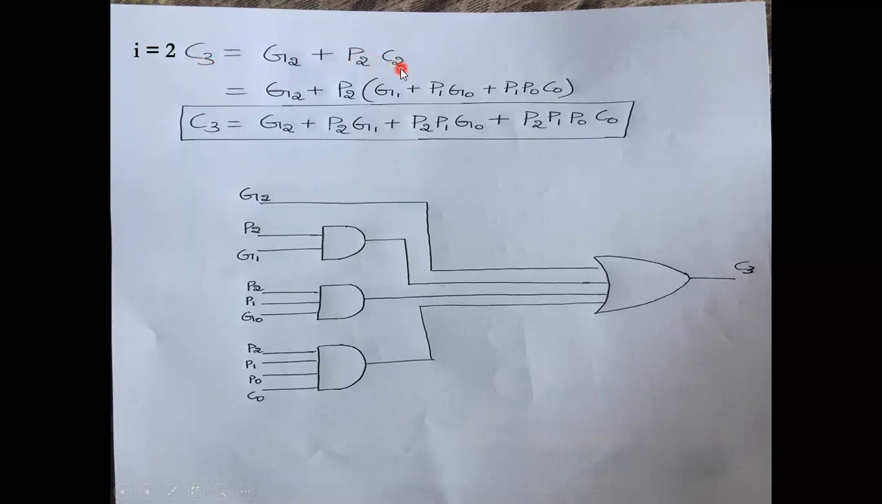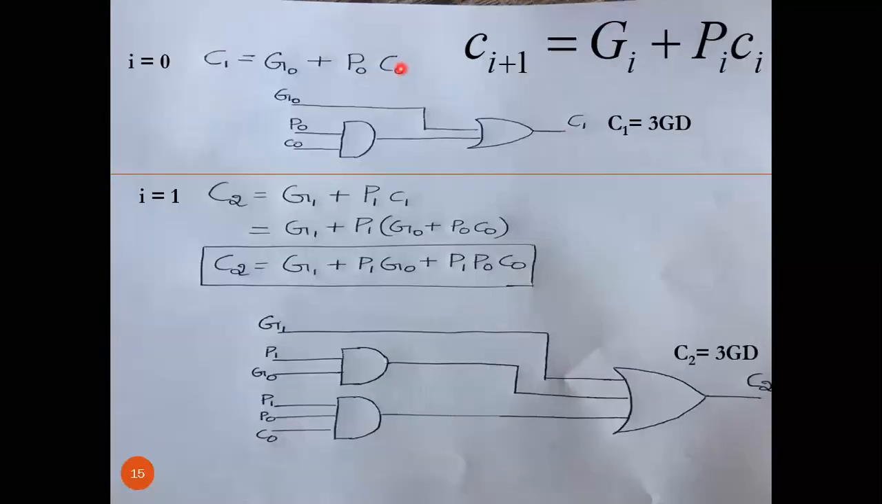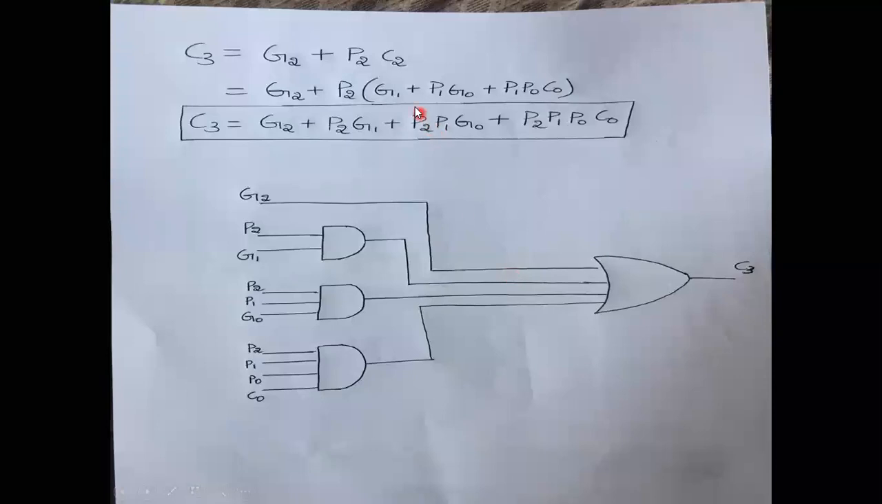In order to make it independent, you can look at the previous expression of C2, take this expression and substitute here so that you result in G2 plus P2 G1 plus P2 P1 G0 plus P2 P1 P0 C0. So you can see here, I require one 4 input AND gate, one 3 input AND gate, and one 2 input AND gate, and finally one 4 input OR gate.